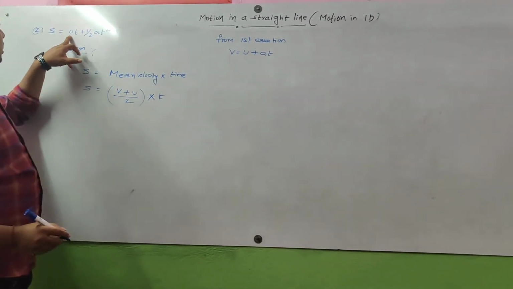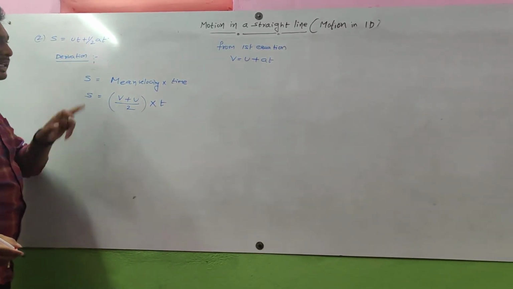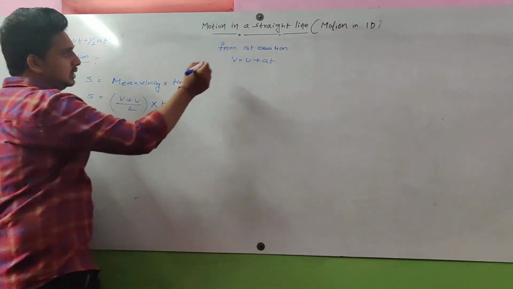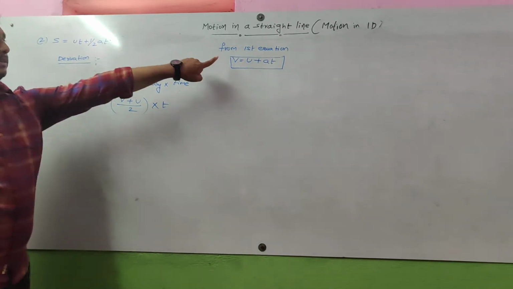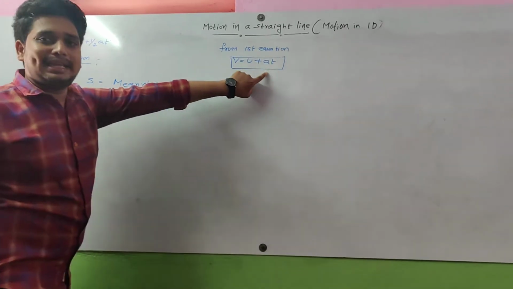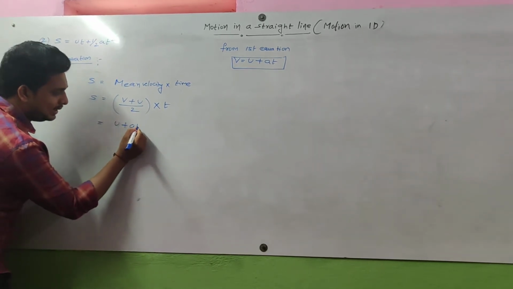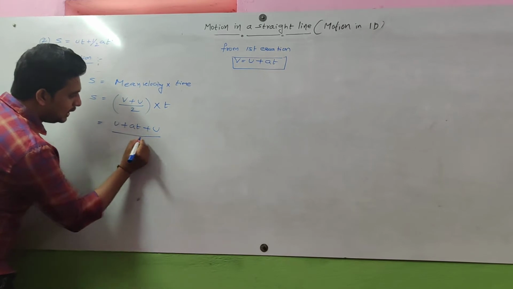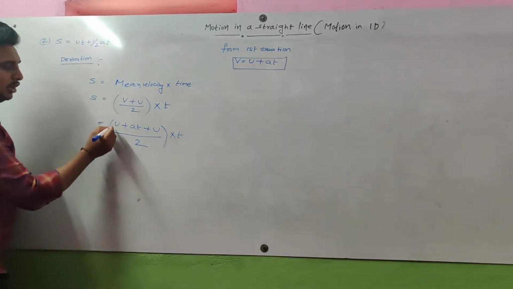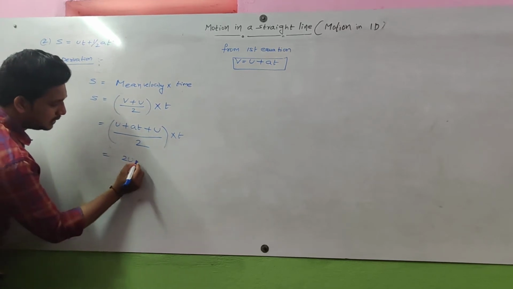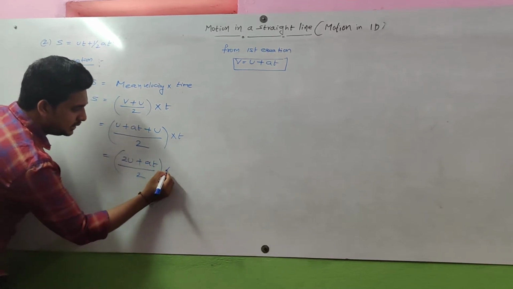So here we want only u, t, and at square. There is no final velocity term, there is no v term here. So substitute the v value here, eliminate v. How to eliminate? Substitute u plus at instead of v. So here, u plus at plus u by 2 into t. From this, u plus u is 2u, plus at, by 2 into t.